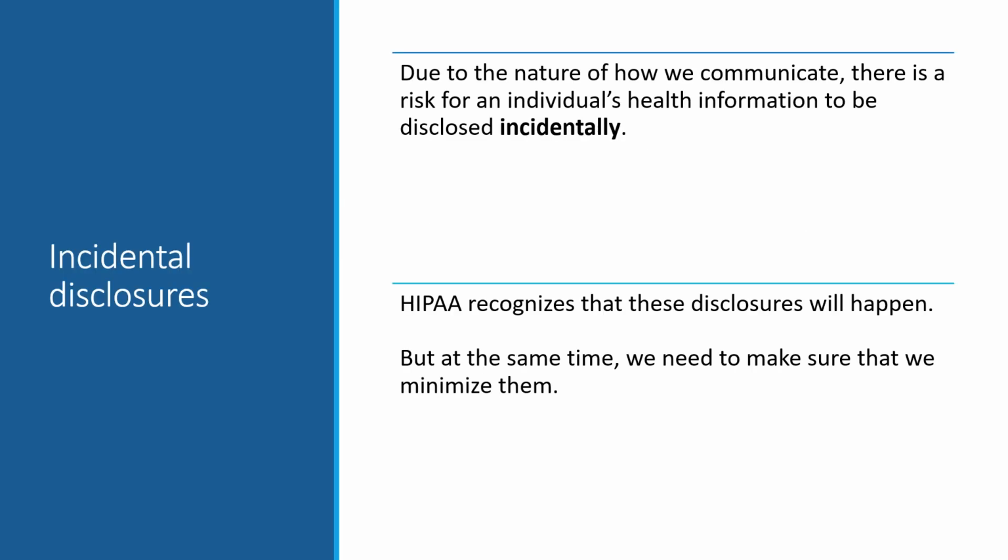Now, we all know that you can't decide what you will hear or conversations that you will overhear. Situations come up when the unintentional happens. The government understands those types of situations happen, and they call them incidental disclosures. Our job is to make sure that we minimize the chances of incidentally disclosing information and have practices in place to prevent it when possible.